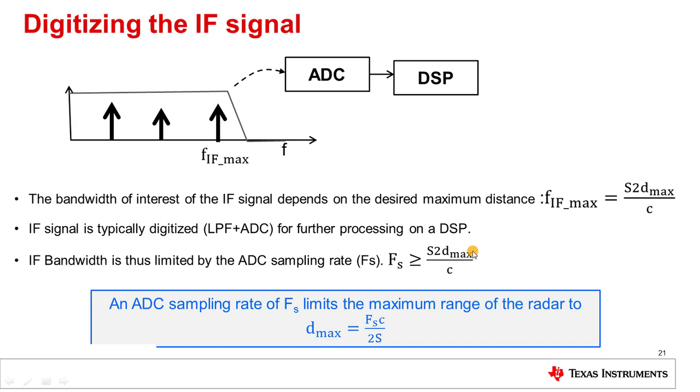Note that the maximum IF bandwidth depends on the product of the slope and the maximum distance. So if the ADC sampling rate, and hence the IF bandwidth, is a bottleneck in a sensor, you can always trade off the slope and the maximum distance. And typically radars tend to use smaller slopes for larger Dmax.